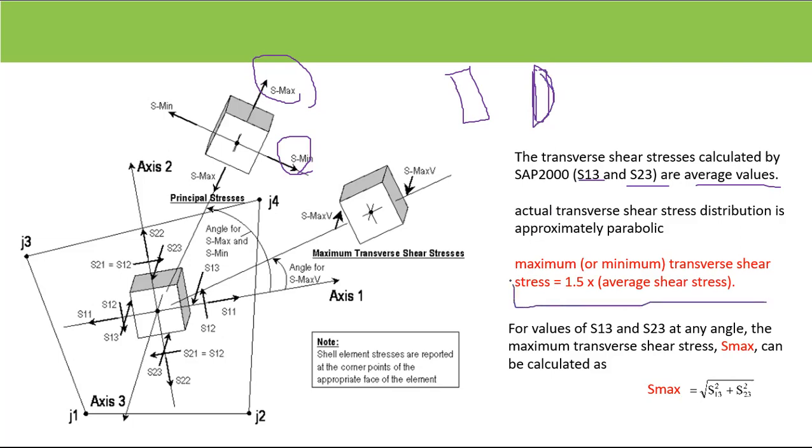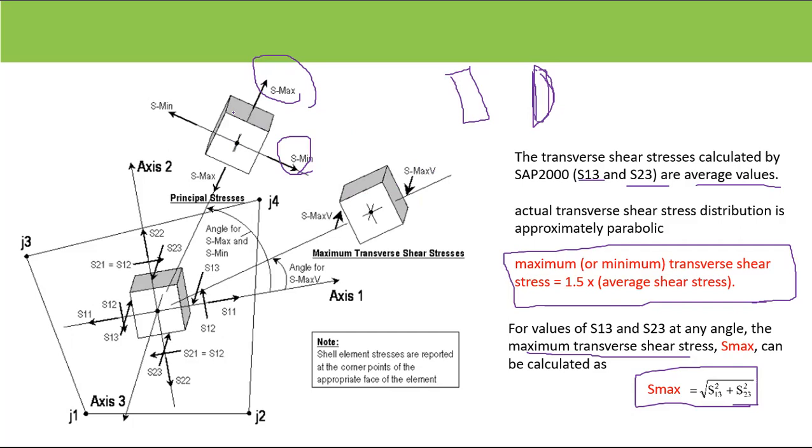So we can use the same approach approximately. Maximum or minimum transverse shear is 1.5 times the average shear stress, right? So if you need the maximum transverse shear stress, you can calculate it by this, like we calculated in the shear force, right? And yes, S max, and this is shear, right? S min. All the things are there.